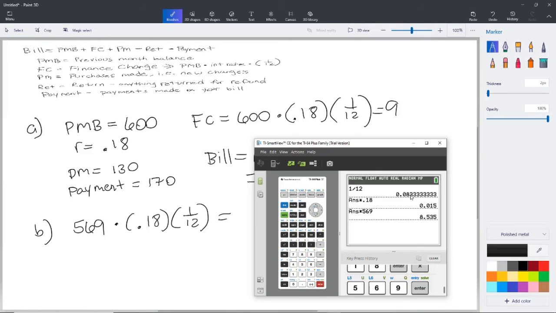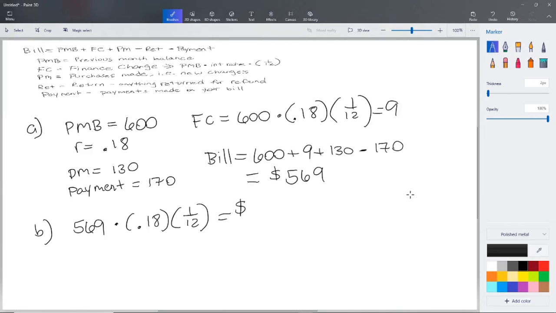In this case, it's $8.54. You do want to round that to the nearest second decimal because it is money. So $8.54 then. It should be less than the $9, obviously, because our balance started out less than $600 this time through. But there we go. There's parts A and B of the unpaid balance method. Example 2, page 410.